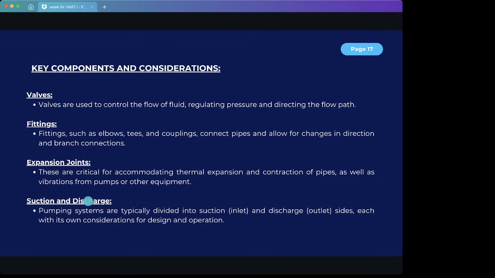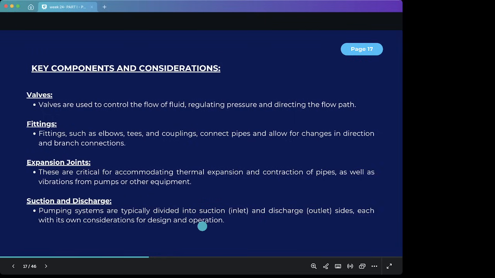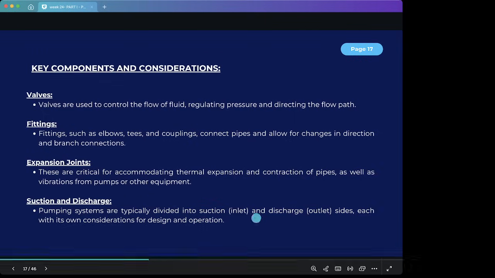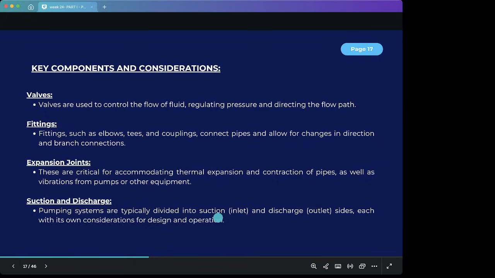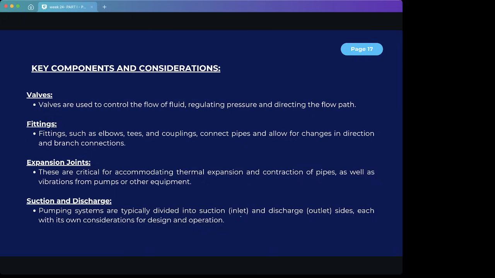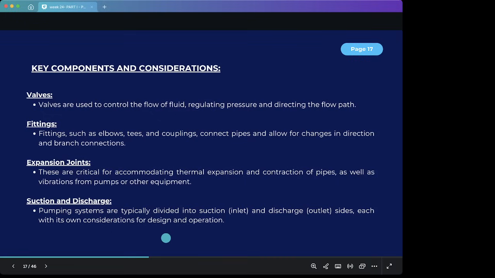We also have here the suction and discharge. The pumping systems are typically divided into suction and discharge. So suction is the inlet and discharge is the outlet side, each with its own considerations for design and operations.